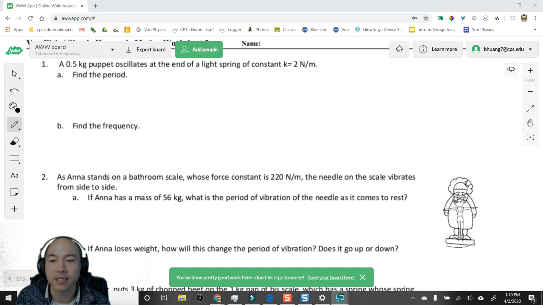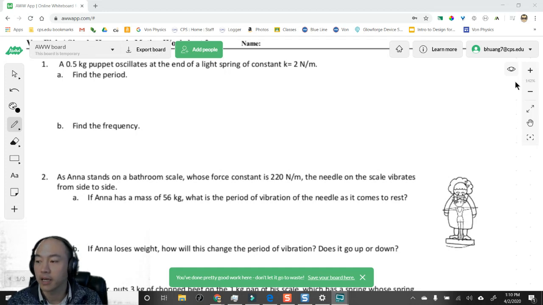So let's get started. There are just a few problems here, all involving simple harmonic motion with masses on the end of a spring. I'm going to try out this new tablet that I have. Let's jump in. Problem number 1 says a 0.5 kilogram puppet oscillates on the end of a light spring with a constant of 2 newtons per meter, and to find the period.